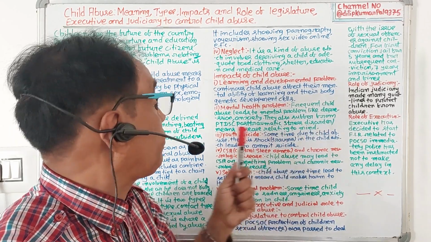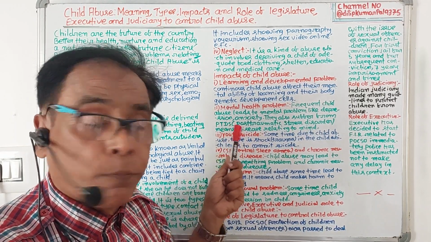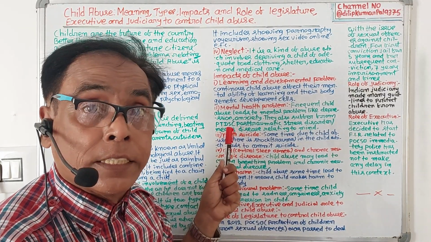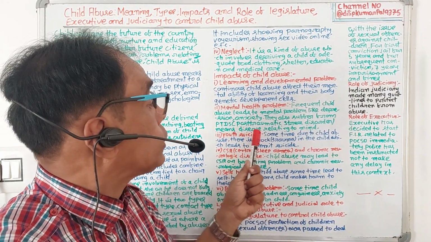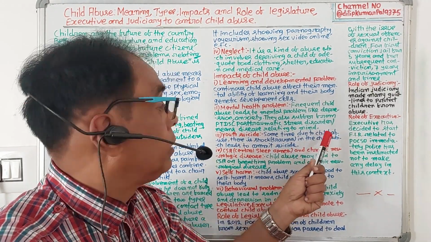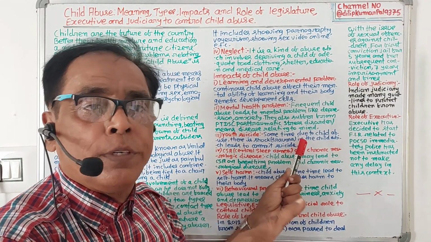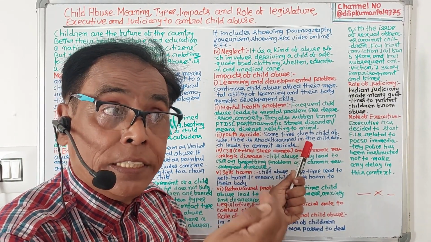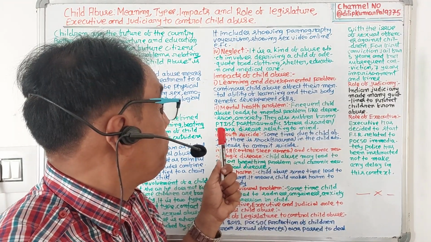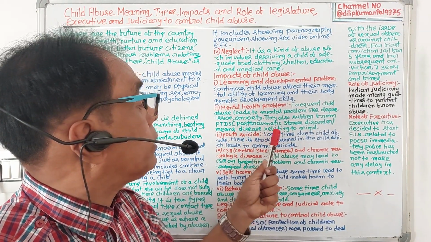They also suffer from PTSD. If a child is abused, the child will suffer from PTSD. PTSD means post-traumatic stress disorder, a disease relating to the mind. If a child is abused, then there will be a disease in his mind. It is known as PTSD, post-traumatic stress disorder.